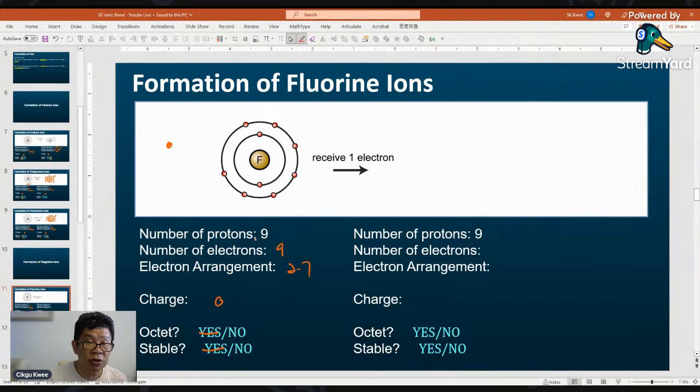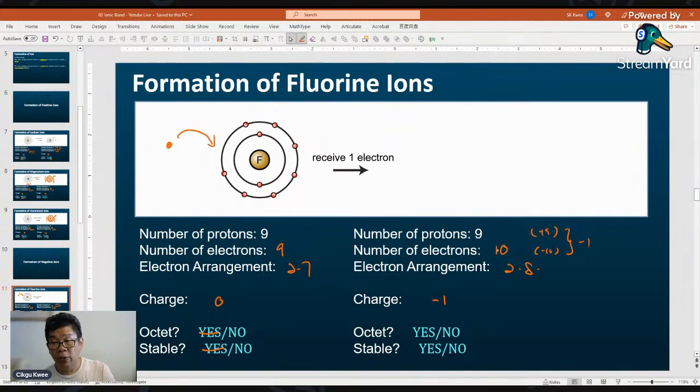The electron will go into the outermost shell. After it receives 1 electron, the number of electrons will become 10. Initially it's 9, now it becomes 10. Then the electron arrangement will be 2, 8. So what's the charge? Now we have 1 electron more than protons, so the charge will be -1, because the charge of an electron is negative. We have 10 electrons, -10, and 9 protons, +9. So the net charge is -1.